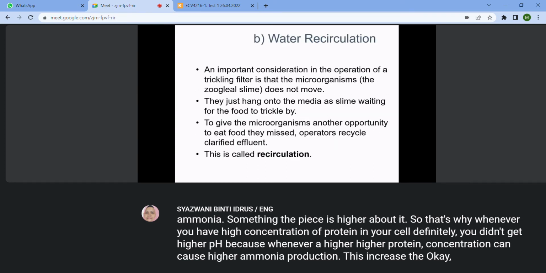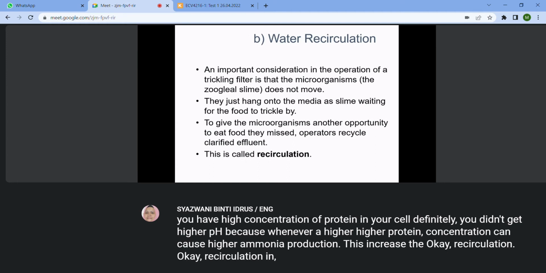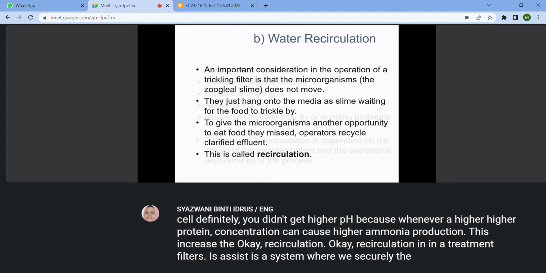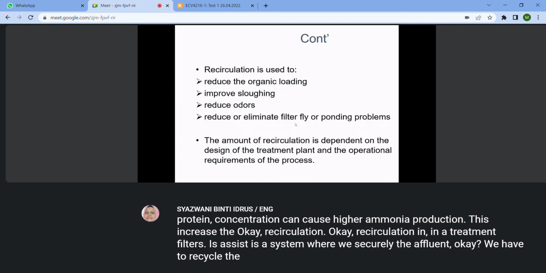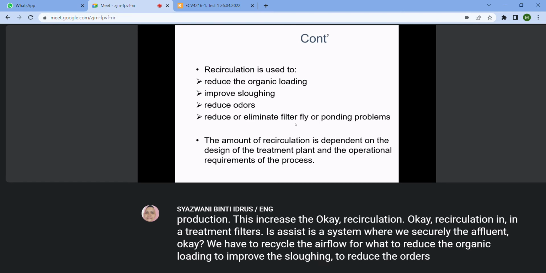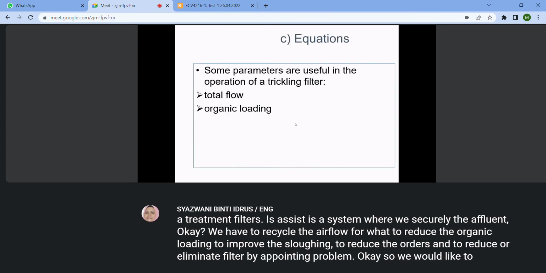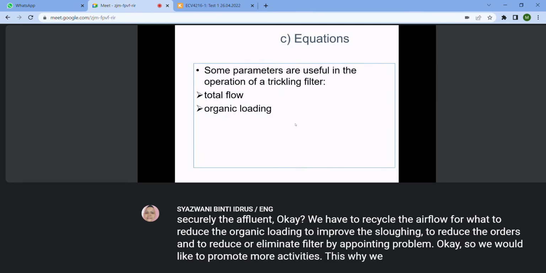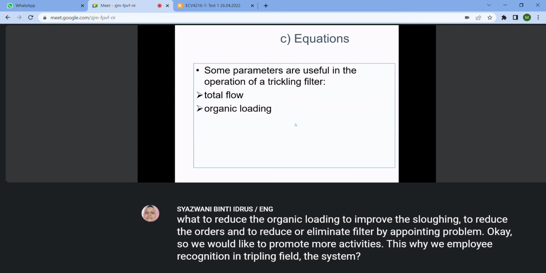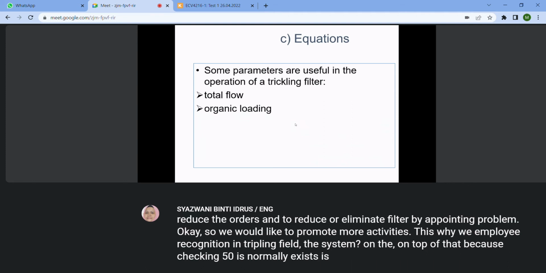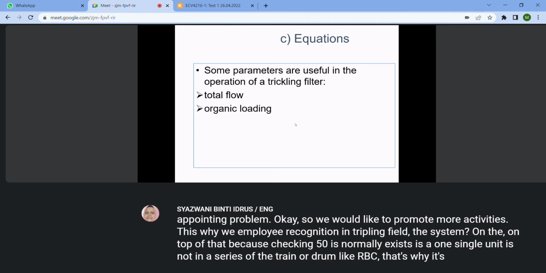Recirculation in a trickling filter is a system where we recirculate the effluent. Why do we recirculate the effluent? To reduce the organic loading, to improve the sloughing, to reduce the odors, and to reduce or eliminate filter ponding problems. We would like to promote more activity. That's why we employ recirculation in a trickling filter system. On top of that, trickling filters normally exist as one single unit, not in a series of trains or drums like RBC. That's why it's good to apply recirculation.